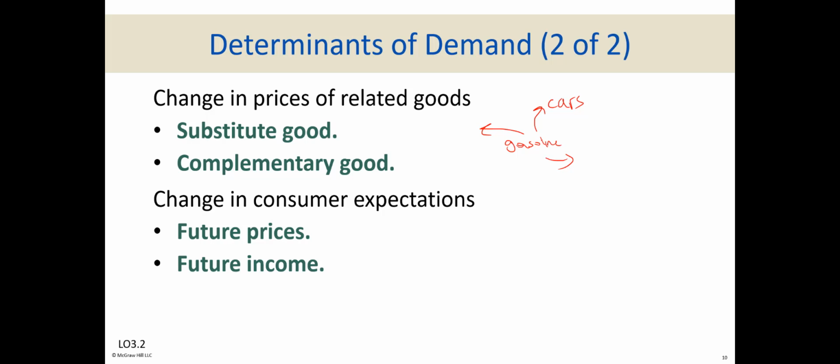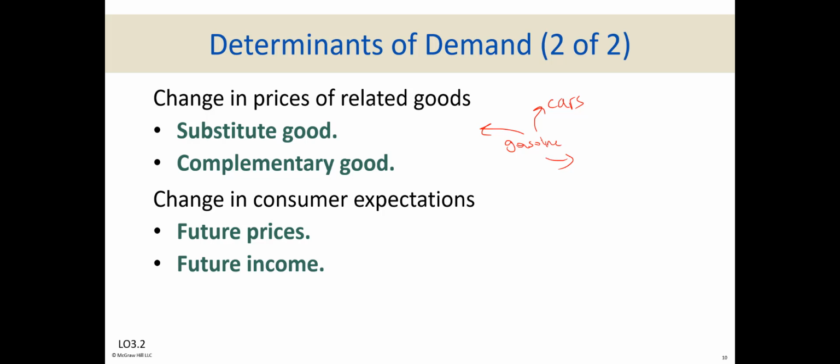And substitute goods are goods that we use in place of one another. A perfect substitute is a good that we use in place of the other without any loss of satisfaction. And if the price of one good increases, the demand for its substitute increases because now, relatively, the good becomes expensive. You prefer to buy the substitute. If the price of one good decreases, the demand for the other substitute decreases. Some examples are similar brands, Colgate and Crest toothpaste, Nike and Reebok shoes.